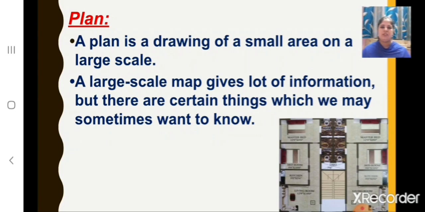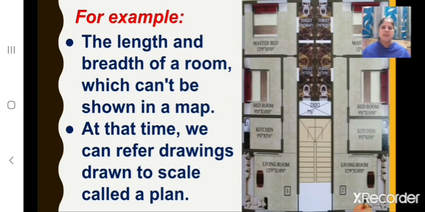A plan is a drawing of a small area on a large scale. We know that small areas can be shown on a large scale, isn't it? So this means a large scale map gives us a lot of information. But there are certain things which we may sometimes want to know, for example, the length and breadth of a room, which can't be shown in a map. At that time, we can refer to drawings that are drawn to scale called a plan.